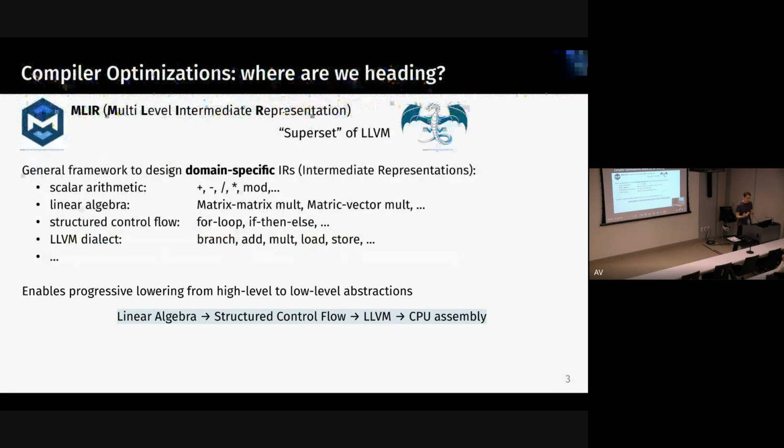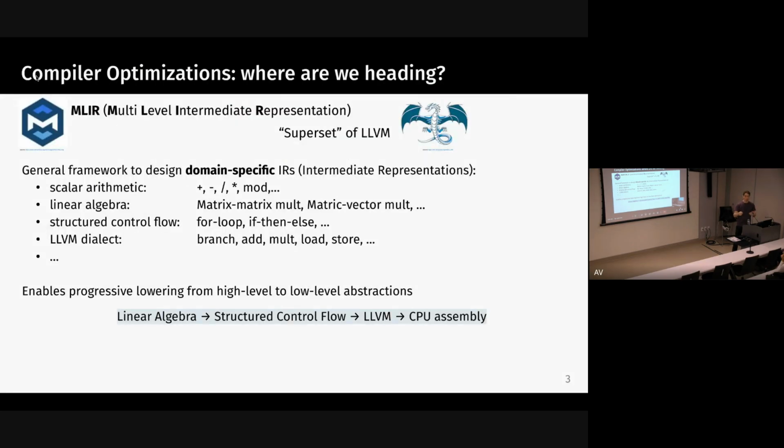The way you do it with MLIR, you go through these different layers of abstraction. You start with linear algebra operators. You turn that into for loops. You then turn that into LLVM IR. And then finally, you can get your assembly out.